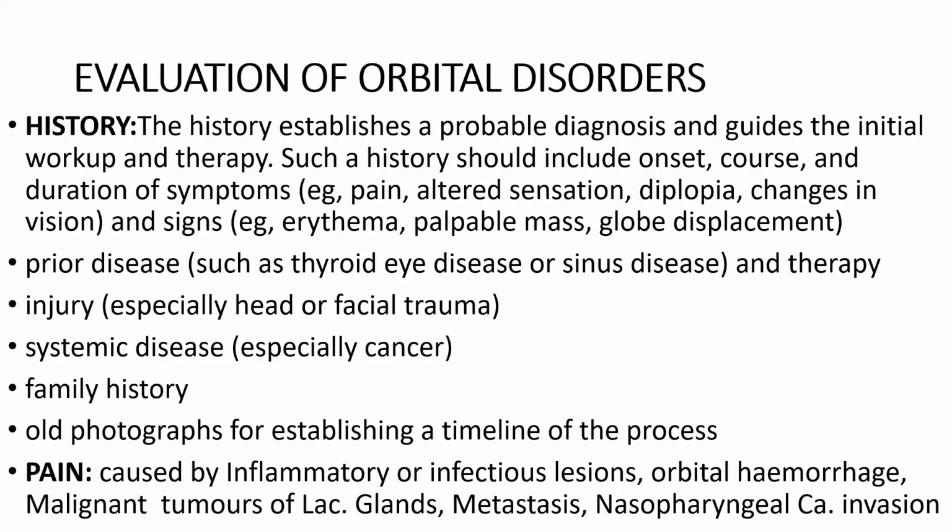In the history, we should ask about injury like facial or head trauma. We should ask about systemic disease like cancer, and we should ask about the family history like diabetes and other diseases with craniofacial anomalies. We can ask for old photographs for establishing a timeline of the process.